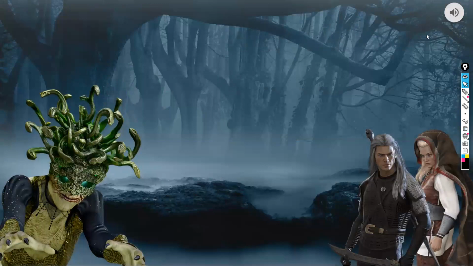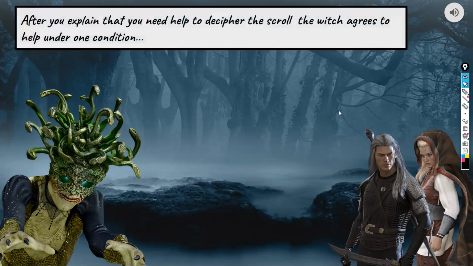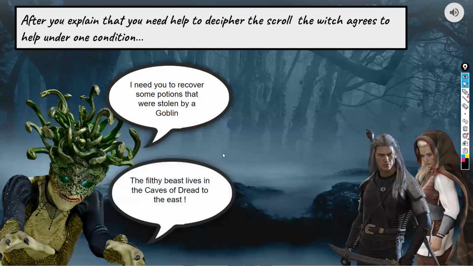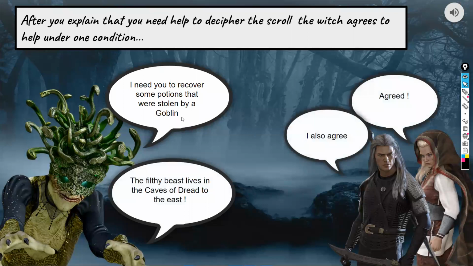Let's see what's great. All right, so it seems that to get her help, we have to recover some potions for her, and she will help us afterwards to decipher the script. Not a bad deal.